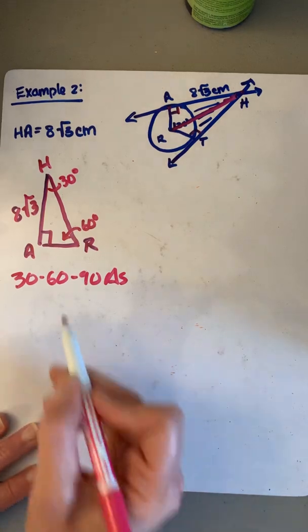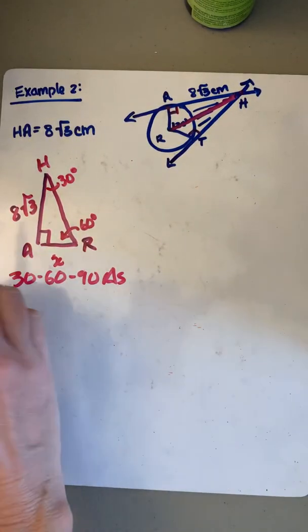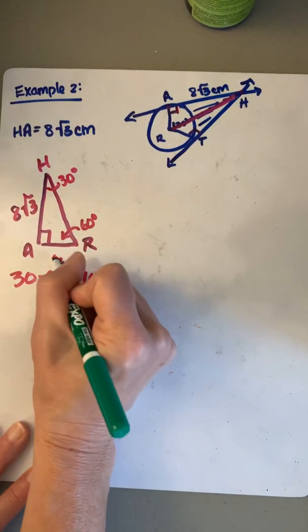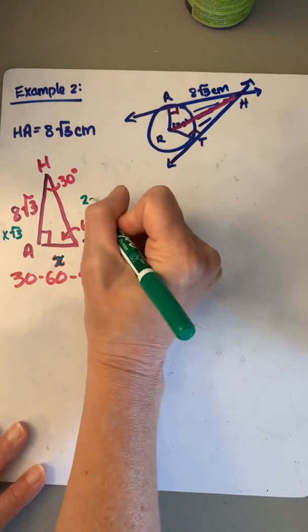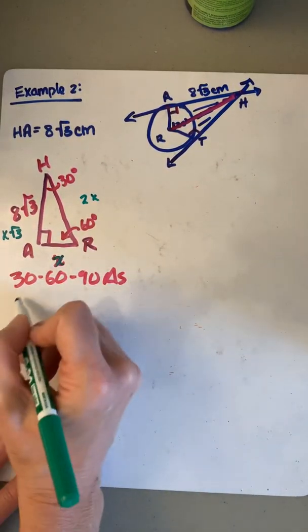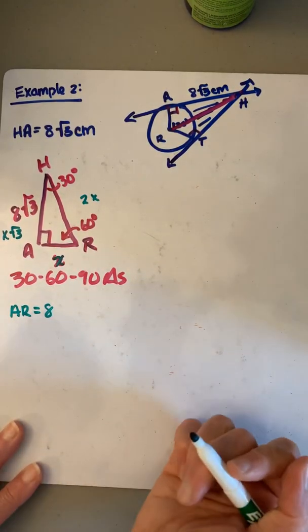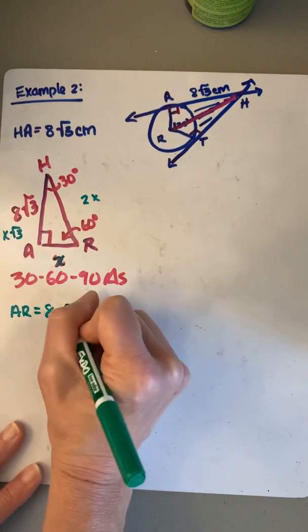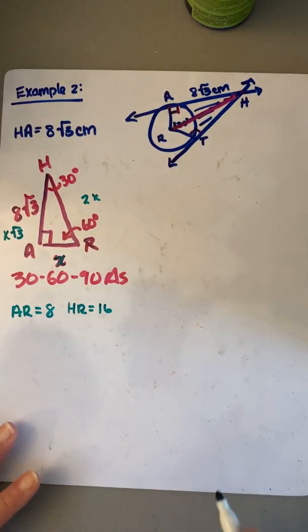Those special right triangles, that short leg is always X. This would be X, and this would be X times the square root of 3. And the hypotenuse would be 2 times X. So if this is 8 times the square root of 3, then that means AR is 8. And HR, which I don't think we need, but we can write it anyway, HR is 16.